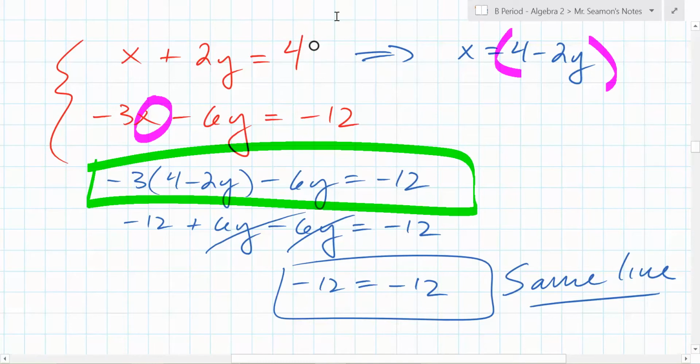If you got it where a positive number equals its opposite, it would be parallel lines. If you do this kind of work and you get negative 12 equals 7, that means they're parallel. Well, negative 12 equals 12. That's not true. So it means that what you started with was not true.